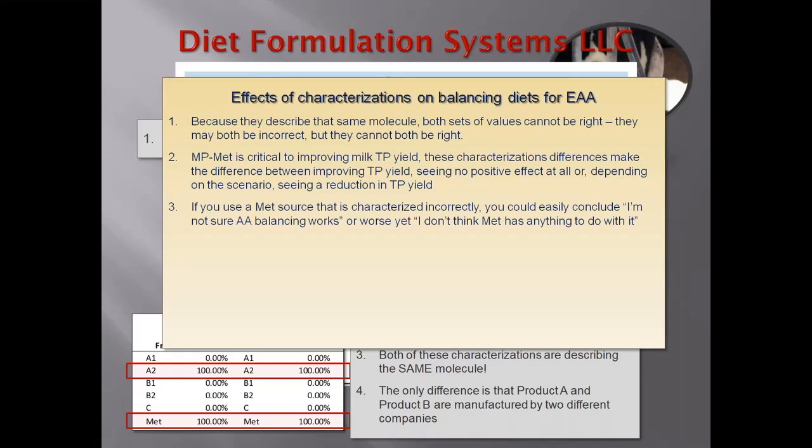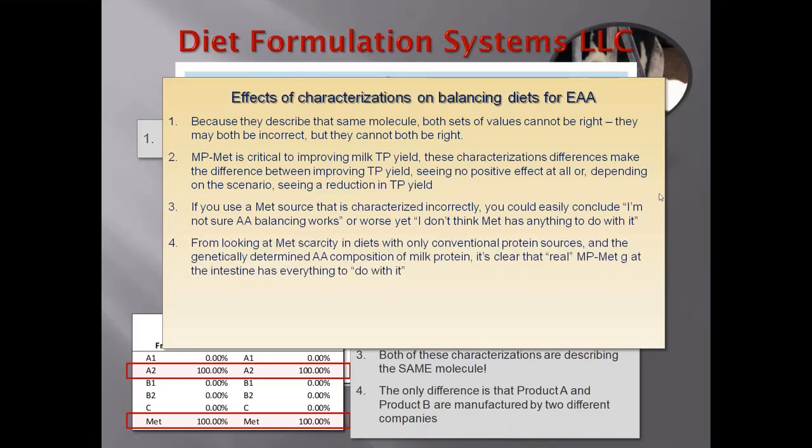because if you use a methionine source that's characterized incorrectly or inaccurately, based on the results you see or don't see, you could very easily conclude, I'm not sure amino acid balancing works, or worse yet, I don't think methionine has anything to do with it.